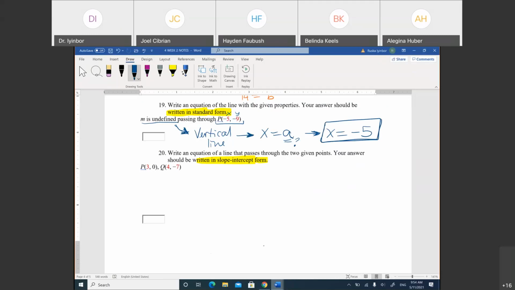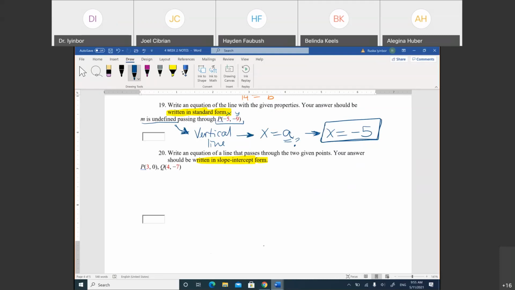So you don't do anything here, just analyze. An undefined slope gives a vertical line, and a vertical line has the equation x equals a number, and you get that number from the point. Now, if the slope is 0, you do the same. If the slope is 0, that means you have a horizontal line, and the equation of a horizontal line is y equals b. And the number b you get from the point, which is going to be -9, right?